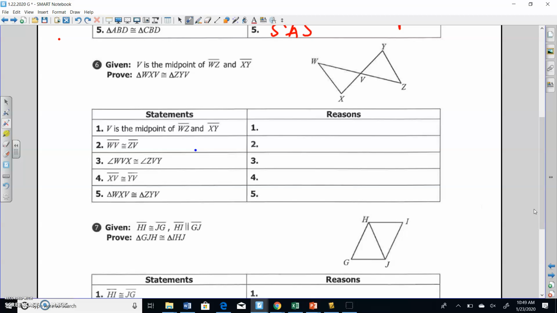Okay, so there's our figure. Does it tell us in our given that such and such is congruent to such and such? No. So we can't mark our figure just yet. We're going to start with the given information. So V is the midpoint of two segments. It's the midpoint of WZ and XY. So how do we know that? It's given to us.